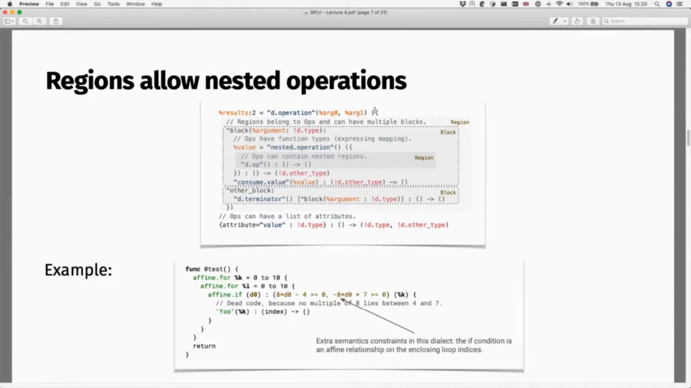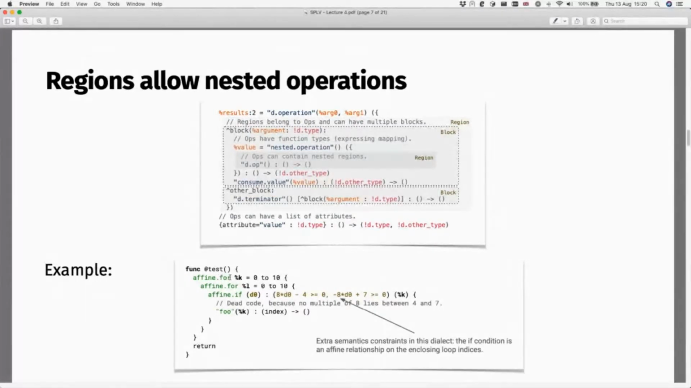So one important difference is that you can have these regions attached to these operations. And that means I can now represent nested structures. So for example, I can have a dialect called affine, which takes advantage of the polyhedral compiler framework. That's a framework that understands particularly well how you optimize well-behaved nests of loops.